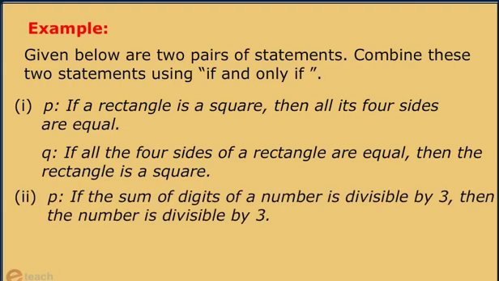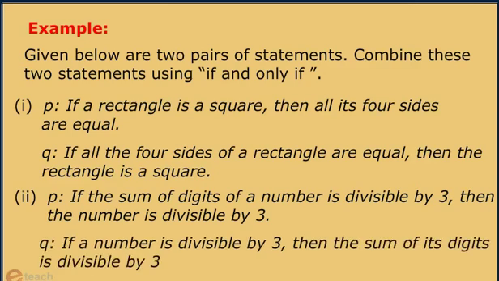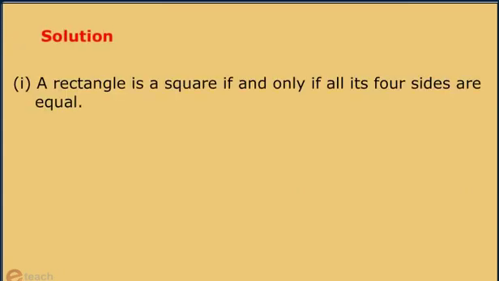P: If the sum of digits of a number is divisible by 3, then the number is divisible by 3. Q: If a number is divisible by 3, then the sum of its digits is divisible by 3. Let us see the solution.